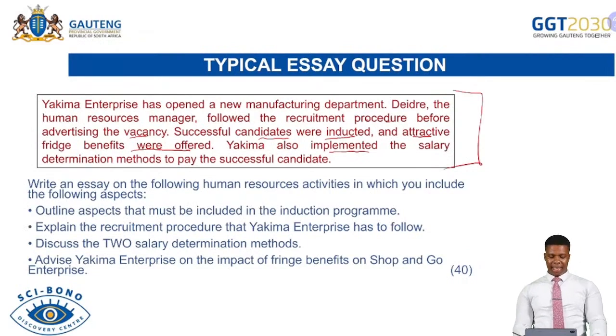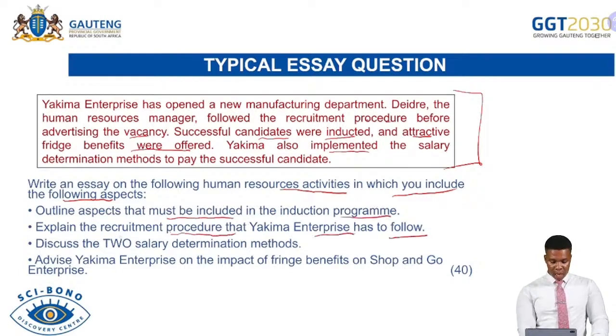Now, the instruction is to write an essay on the following human resource activities, in which we include the following aspects. One, you have to outline the aspects that must be included in an induction program. Two, explain the recruitment procedure that Yakima Enterprise has followed, and also discuss the two salary determination methods and advise Yakima Enterprise on the impact of fringe benefits.